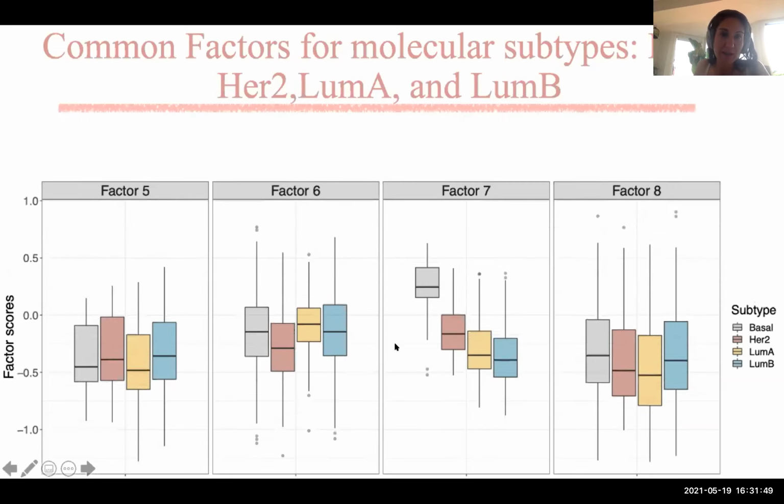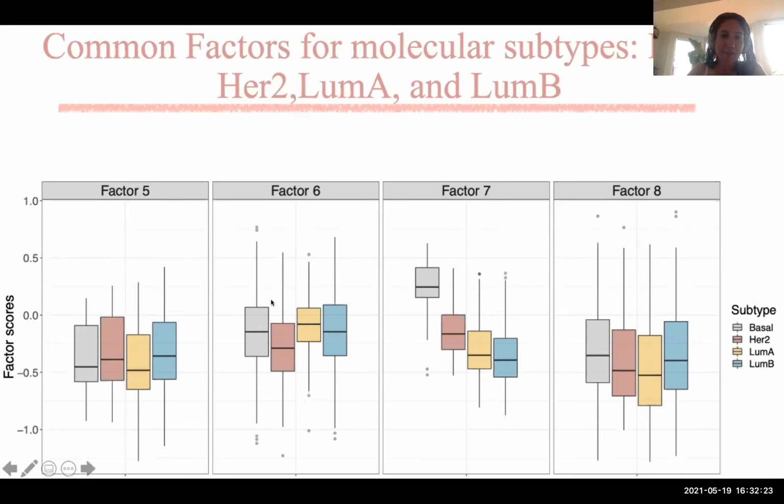And finally, among the last 4 common factors, there is factor 7. And factor 7 presents a higher score for patients classified in the basal subtype. And this factor 7 is also enriched in a metabolic pathway. And these 2 metabolic pathways reveal an opposite association with the basal and the luminal subtypes.